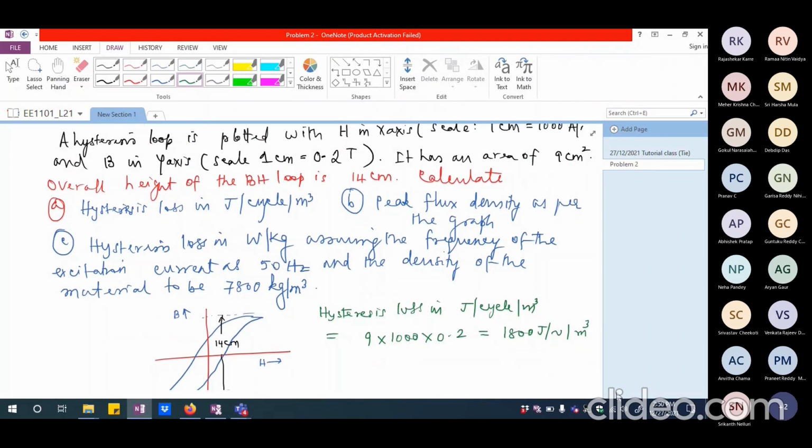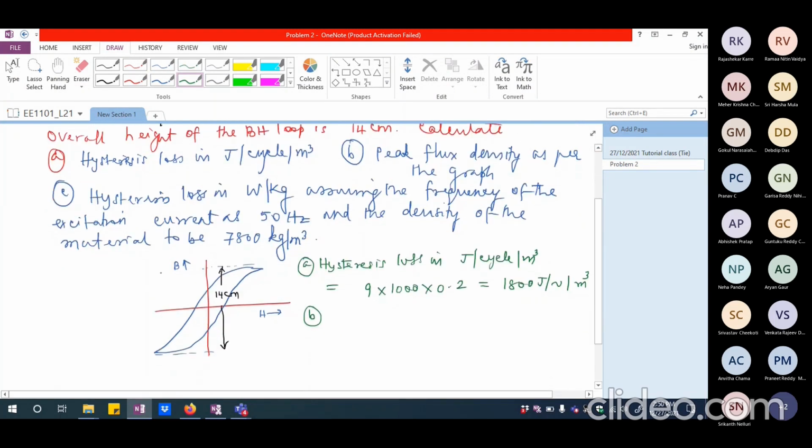Okay, so that is the answer to the first subdivision. The second subdivision is asking what is the peak flux density as per the graph. The total height is 14 centimeter, so on either direction the excursion is about 7 centimeter. So we should say B max equal to minus B max, which is going to be on the other side. That will be equal to 14 divided by 2, which is 7 centimeter.